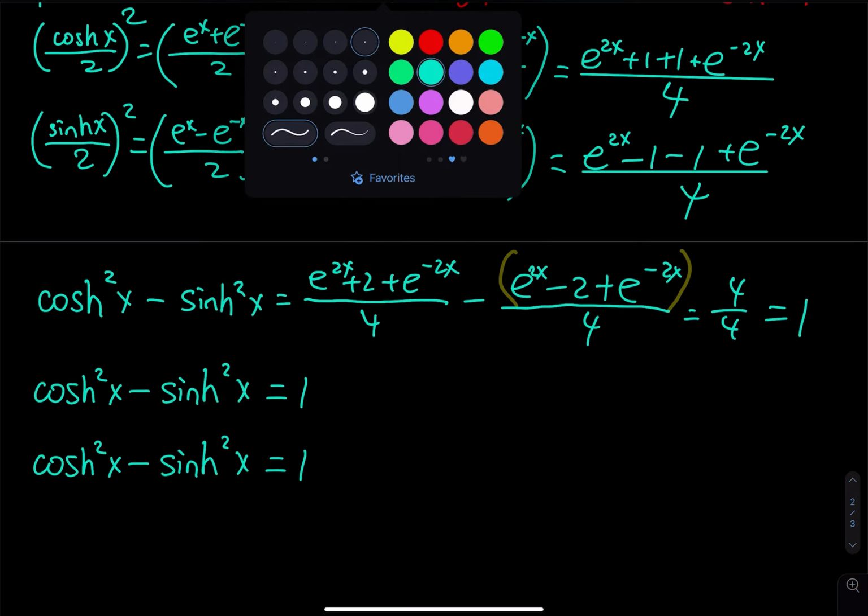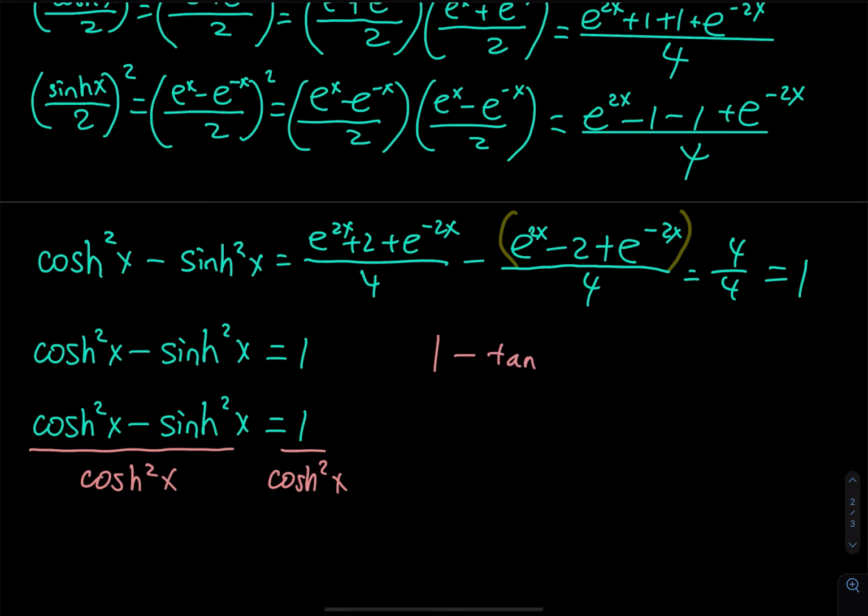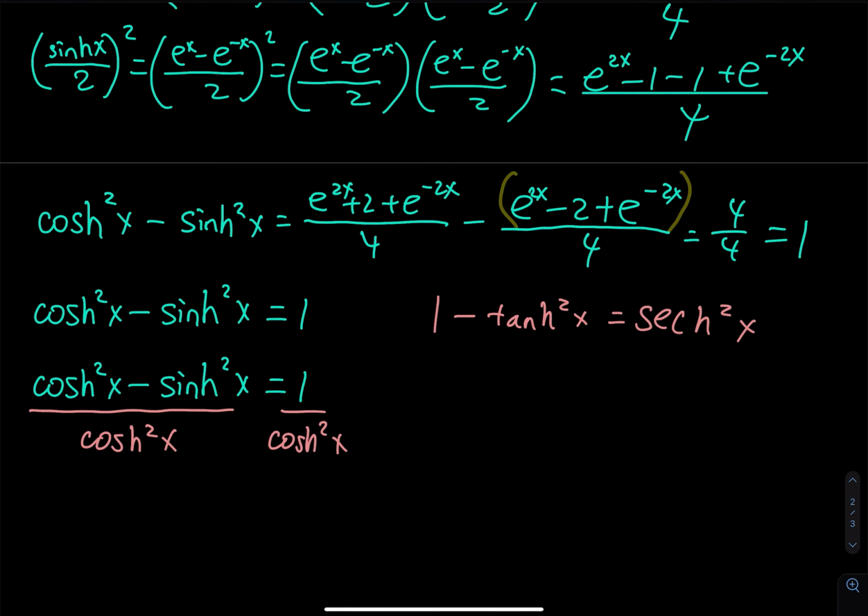And then sine divided by cosine, what is this? We have a tangent. Of course, everything is in hyperbolic. And then 1 divided by cosine is secant. I always forget the h. All right. And then what's next?